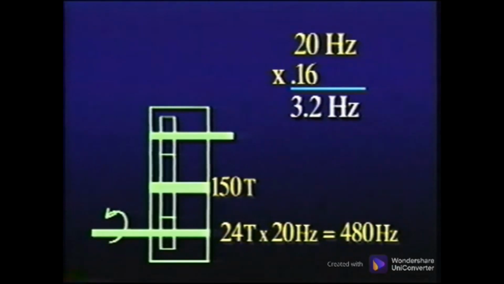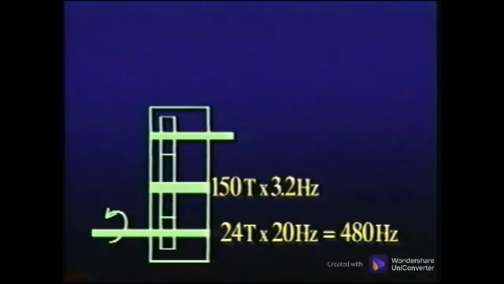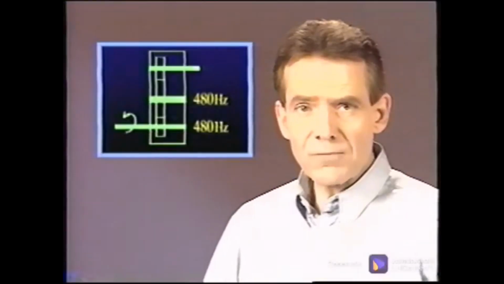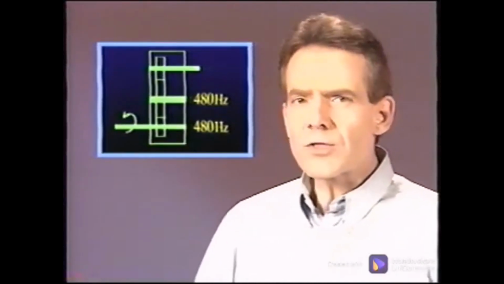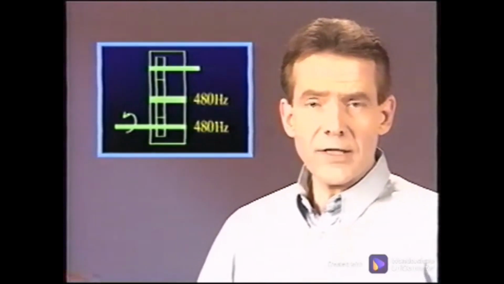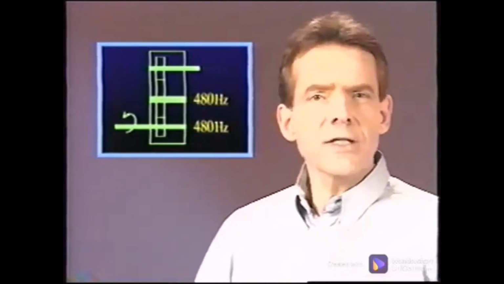Remember that gear mesh frequency is simply shaft speed times the number of teeth on the gear. So 150 teeth times 3.2 hertz yields 480 hertz. Notice that this is the same gear mesh frequency as calculated for the first shaft. It is important to note that the gear mesh frequency will be the same throughout the gear train, where each shaft only has one gear on it.